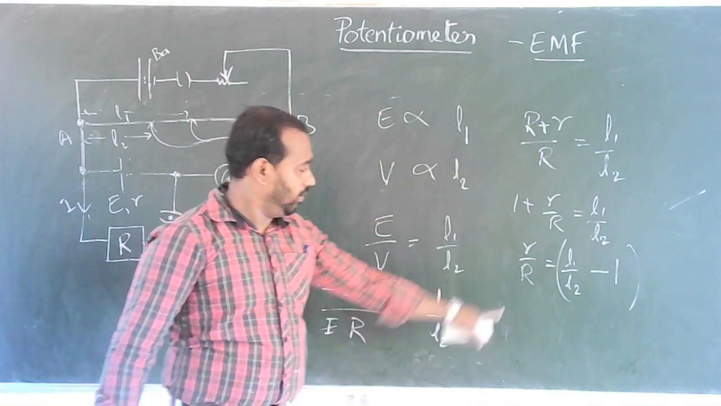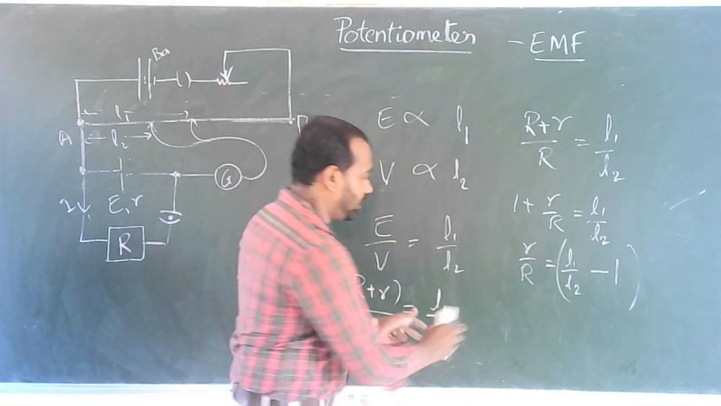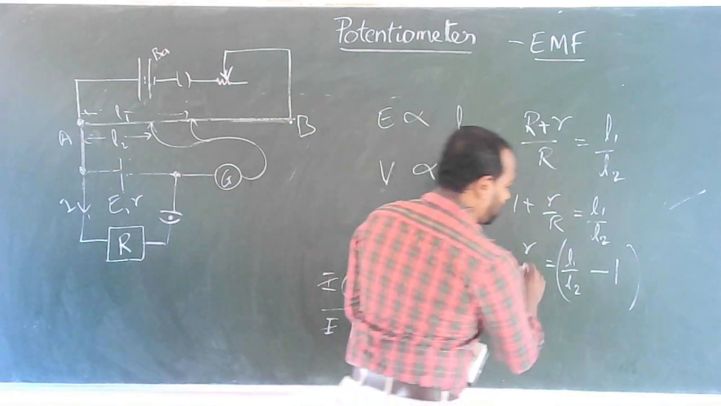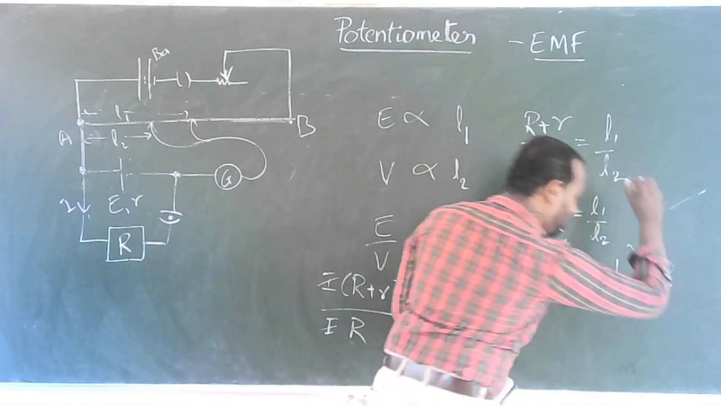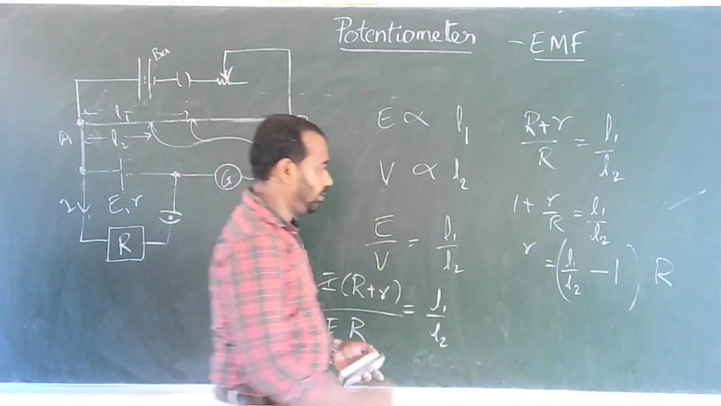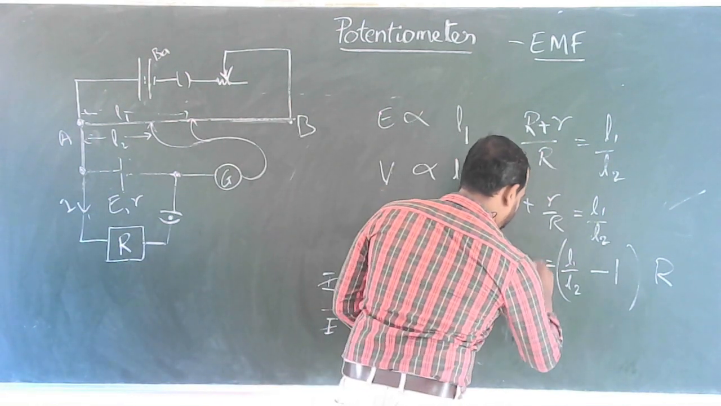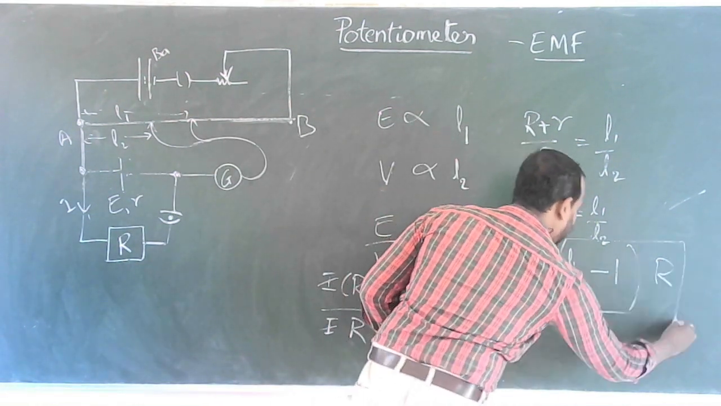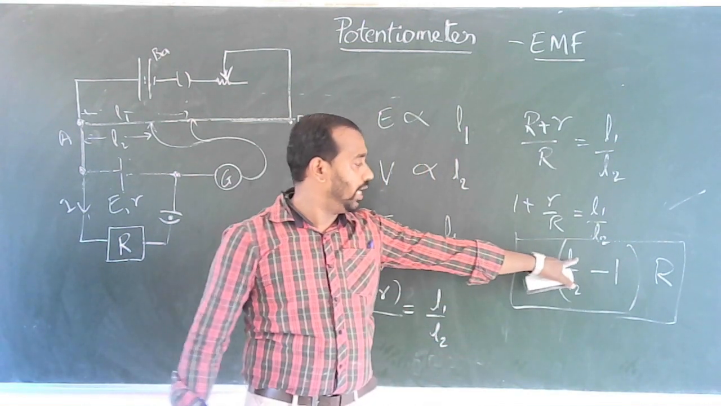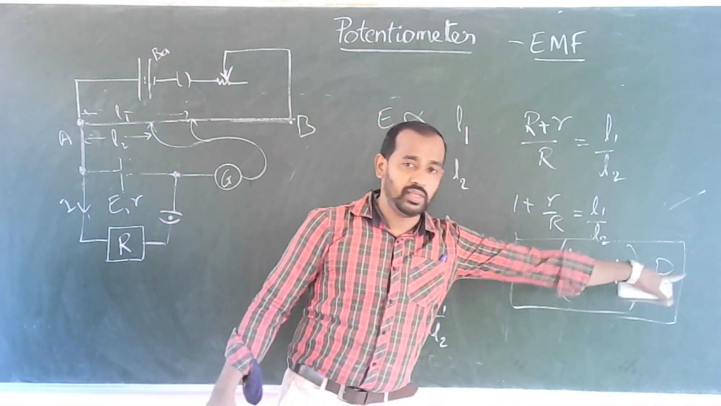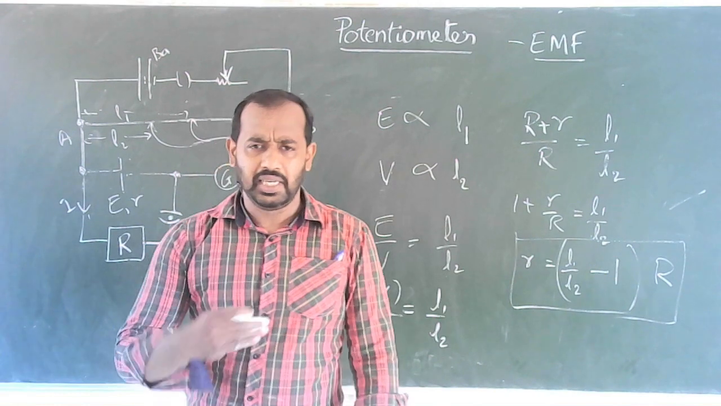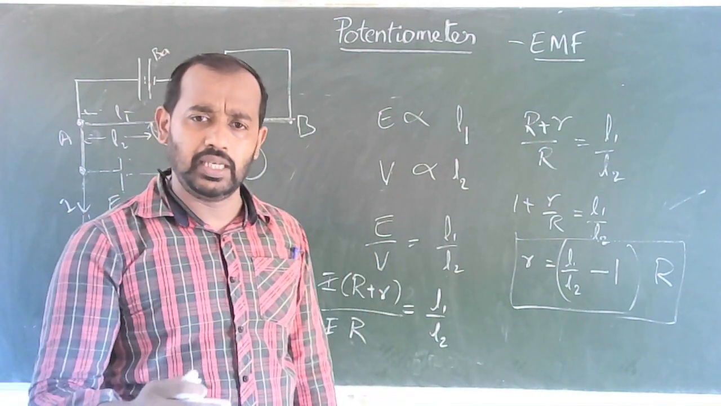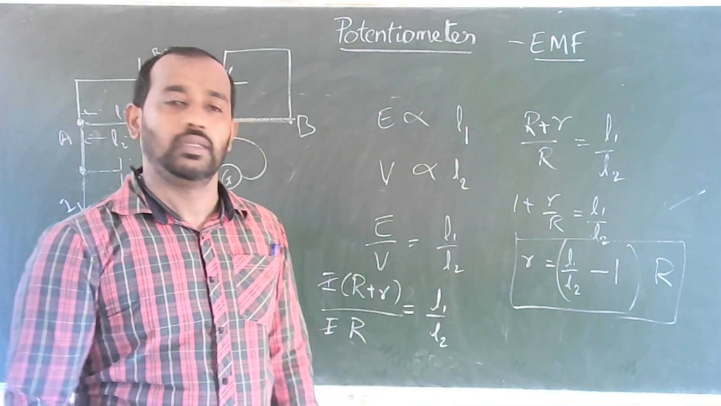Now, this capital R will be taken on the other side. So for internal resistance, small r will be equal to this expression. Small r will be equal to (L1 by L2 minus 1) into capital R. Remembering this expression is very easy if you understand the concept.